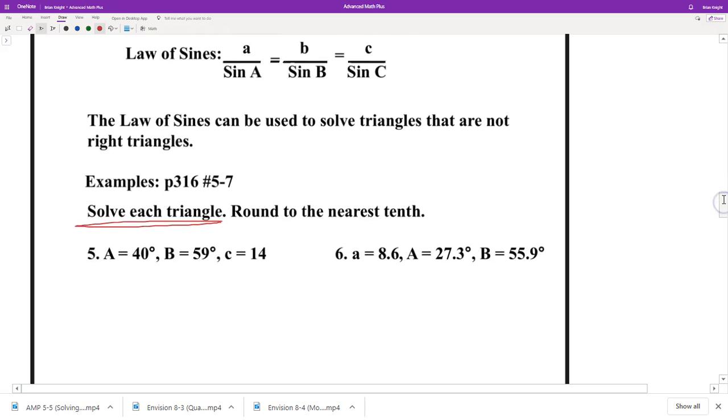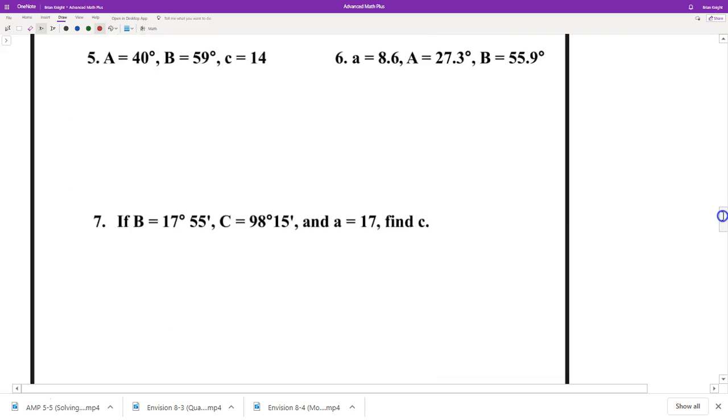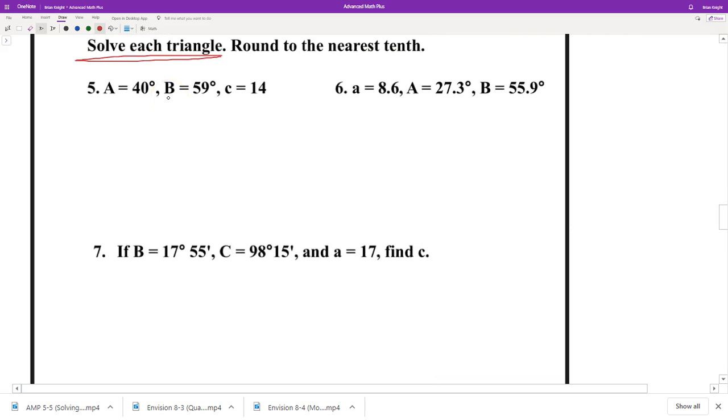Now, notice how this is written. Can I flip those if I want to and it still be true? Like, could I say sine of A over A equals sine of B over B equals sine of C over C? Yes, as long as you flip all of them. So remember that when you're working these problems, put the variable you're looking for on the top. Where do we want the variable, on top or the bottom? On the top. We don't ever want it in the denominator. So, A is 40, B is 59, C is 14.